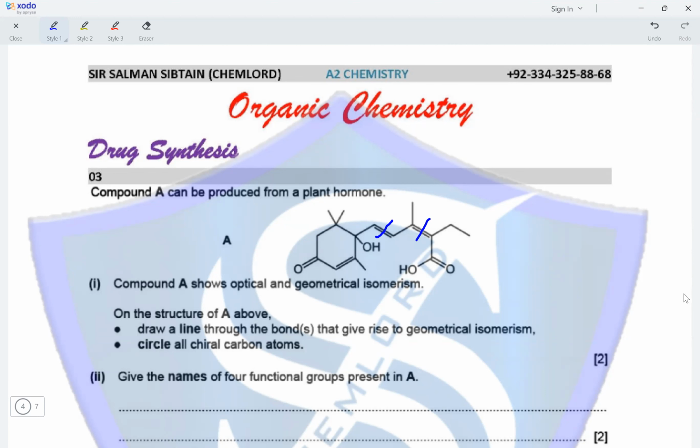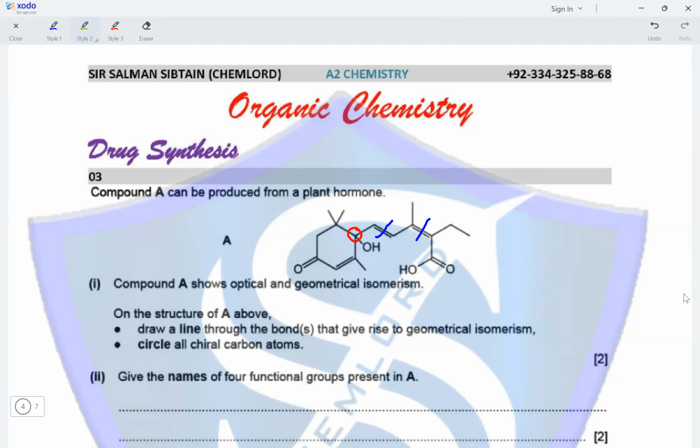Circle all the chiral carbon atoms. So in order for a carbon atom to be chiral, it needs to be attached to four different groups. So on the ring, we don't have any chiral carbon atoms present except for the one on which the OH group is attached, because here we can see four different single bonded groups attached to the same carbon atom, making it chiral. And other than this, on the entire structure, there are no chiral carbon atoms present. So this is the only one.